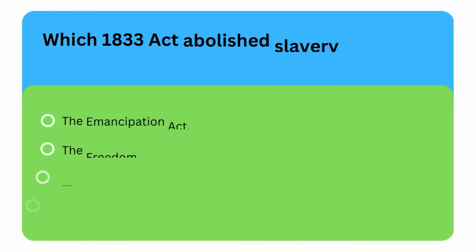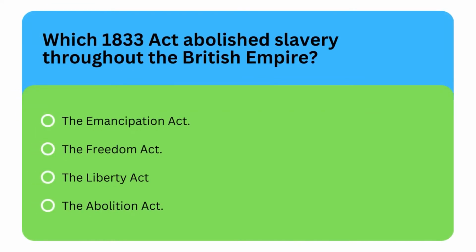Next question is, which 1833 Act abolished slavery throughout the British Empire? Options are the Emancipation Act, the Freedom Act, the Liberty Act, or the Abolition Act. So the correct option is first option. It was the Emancipation Act.